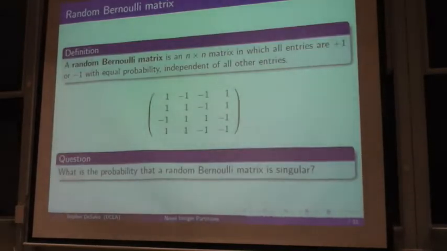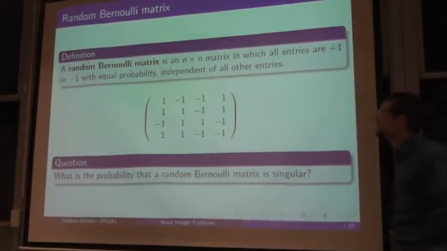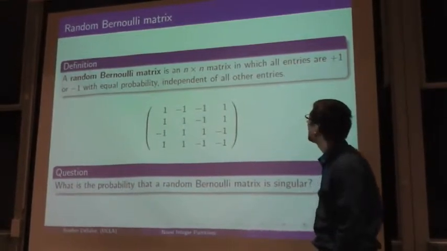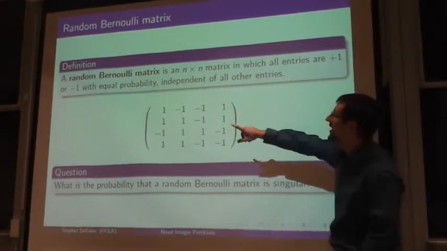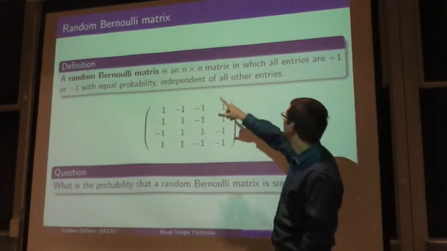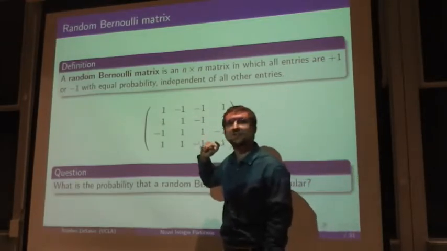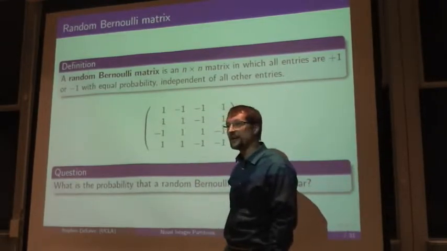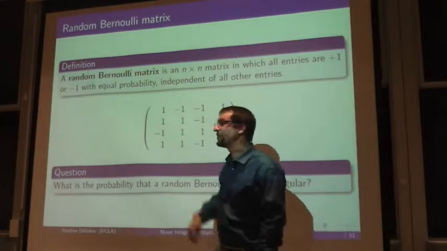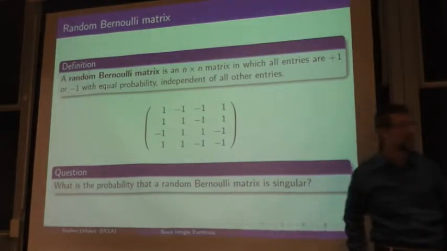So first, a random Bernoulli matrix is an n by n matrix in which all entries are +1 or -1 with equal probability, independent of all other entries. So it's a very simple object to state. For each entry, you flip a fair coin. You give it a plus or minus 1.